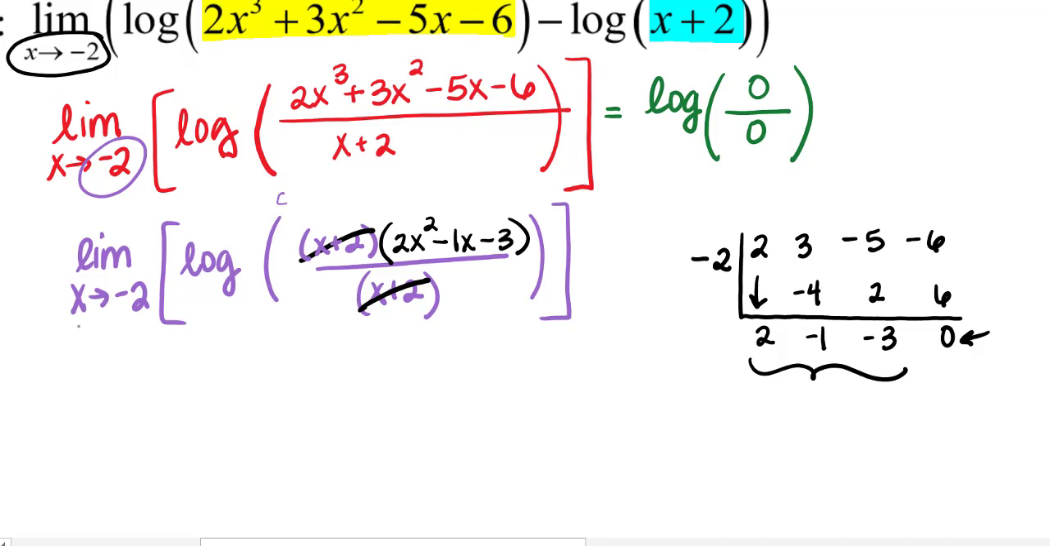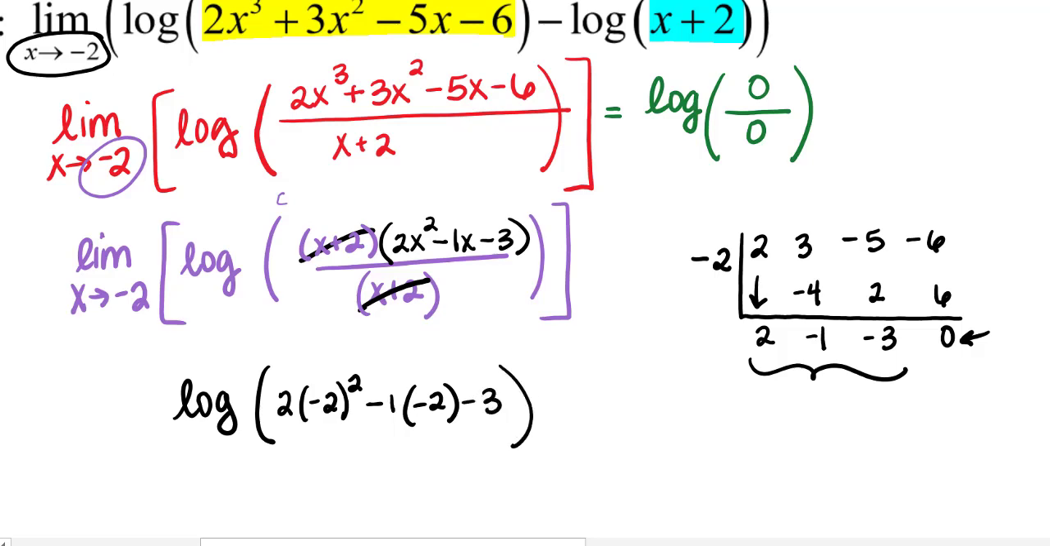Since I'm evaluating the limit, I'm not going to write the limit anymore, but I still do have a log out in front of here. So I have 2 times the x, which was negative 2, quantity squared, minus 1 times negative 2, minus 3. So I have the log of, let's see, 4 times 2 is 8, plus 2, minus 3. So this should be log of 7.